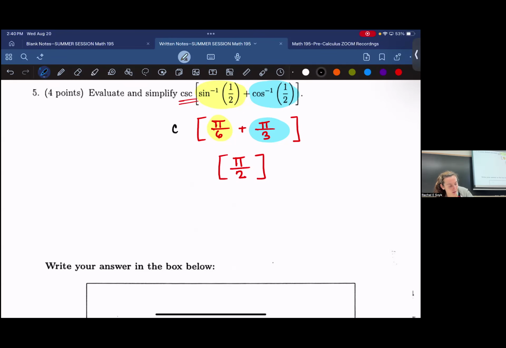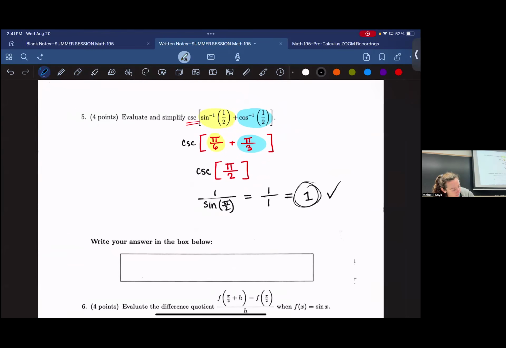Now we can bring down our cosecant. Cosecant is just 1 over sine. Remember, it's always that s that's wedged in the middle. It tells us, oh, that denominator's sine. So 1 over sine of pi over 2. And we know that sine of pi over 2 is just 1. So our final answer is just 1 in simplified form.